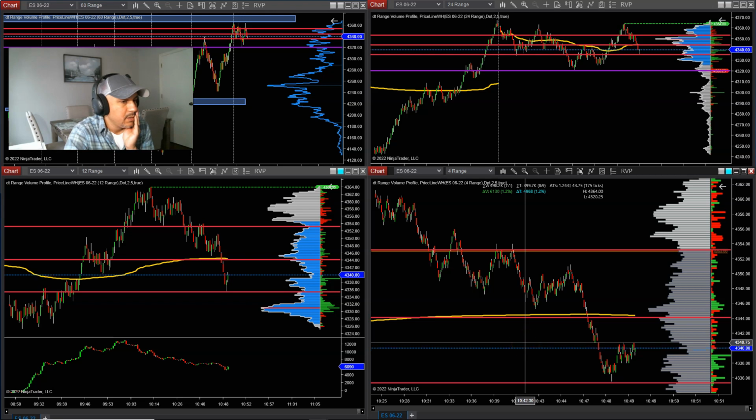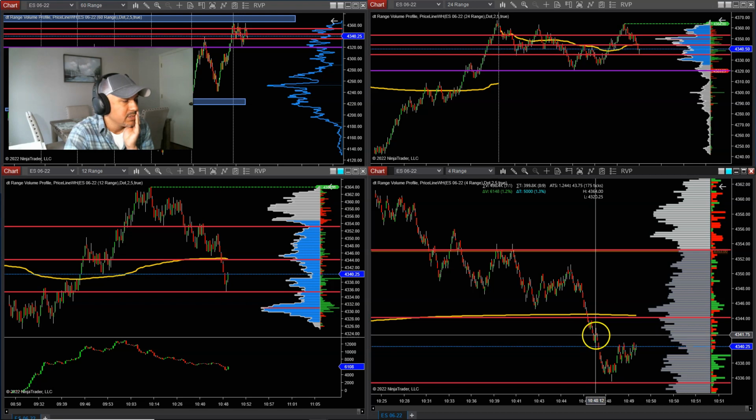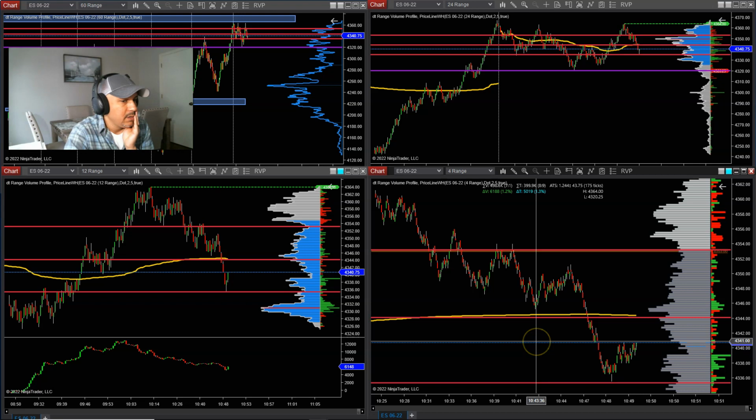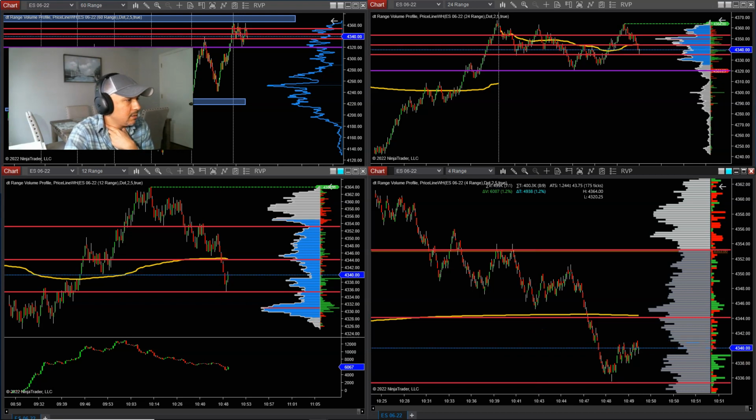41. Yeah, break through this little area right here, this little swing right here. 41. So let's see if it does. May take it on a pullback.